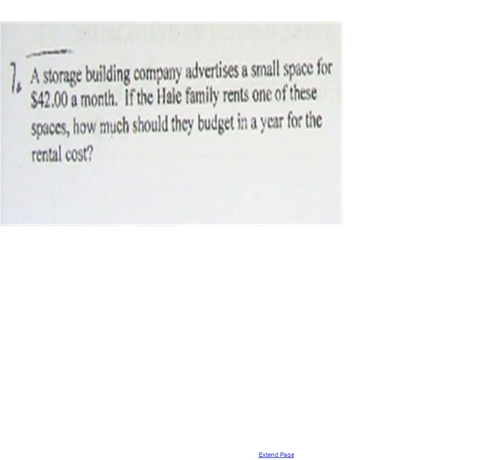This one is like the easiest problem on there. If it's $42 a month and they rent it for a year, that'd be $42 times 12, which is 504.